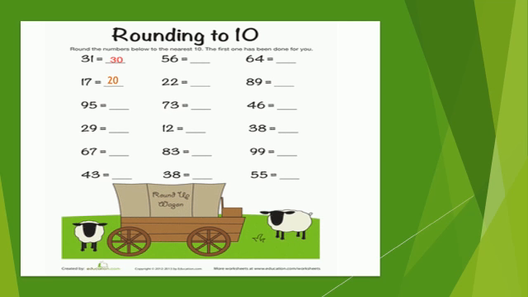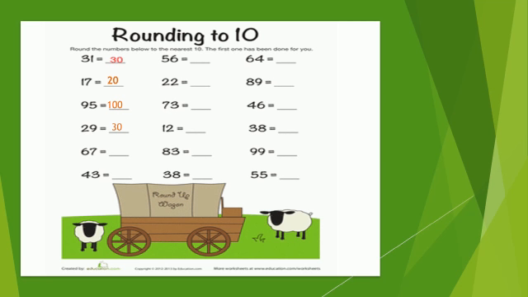Next, 95. What are we doing? The number line is 90 to 100. The midpoint is 95. If the midpoint is 95 and the number is also 95, it becomes 100, going to the bigger side. Now next, 29. The number line becomes 20 to 30 and the midpoint is 25. That means 29 is bigger than 25, so it comes to 30.